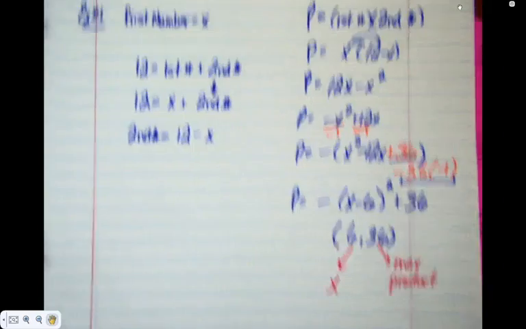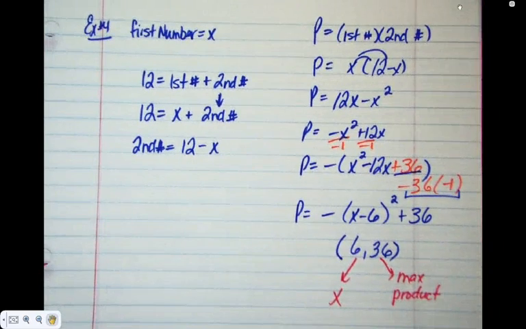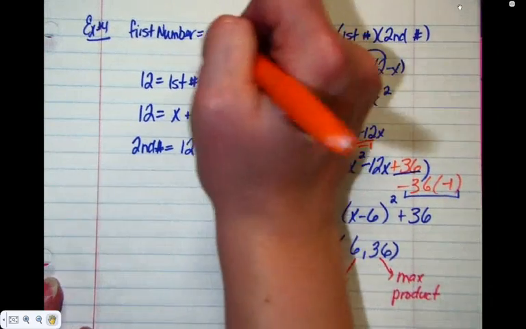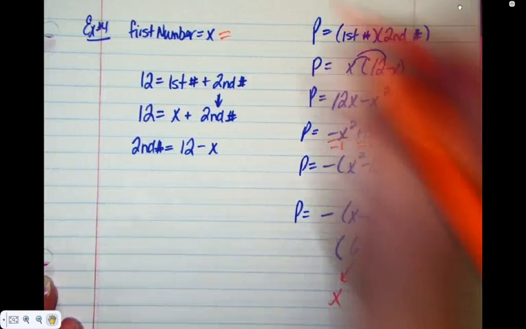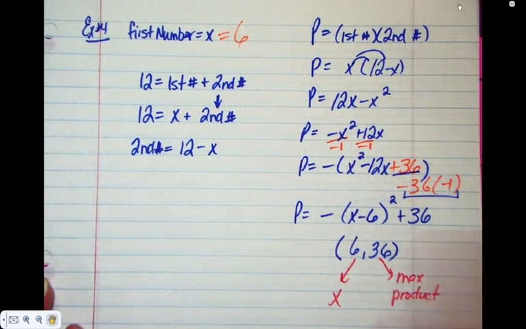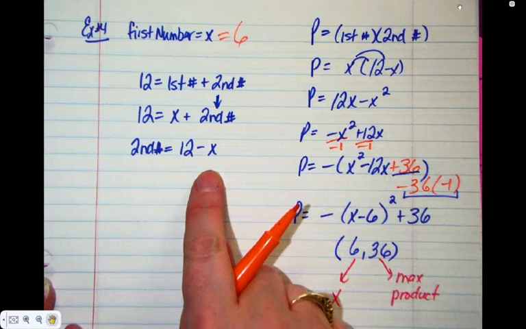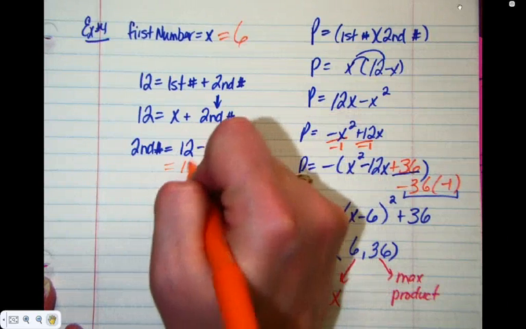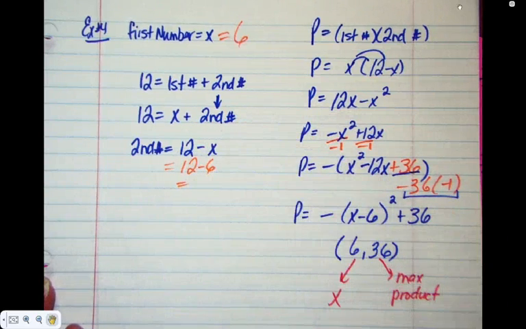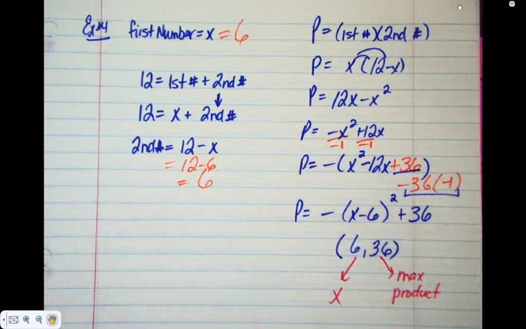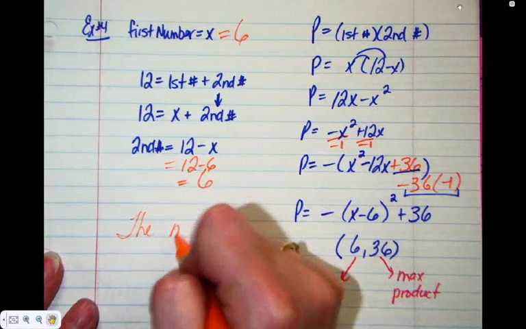What did the question ask for? 2 numbers. So we already know the first number has to be 6. How do we find the second number? Substitute it in. 12 minus 6 also happens to be 6, and that's what we proved on this spreadsheet. The numbers are 6 and 6.